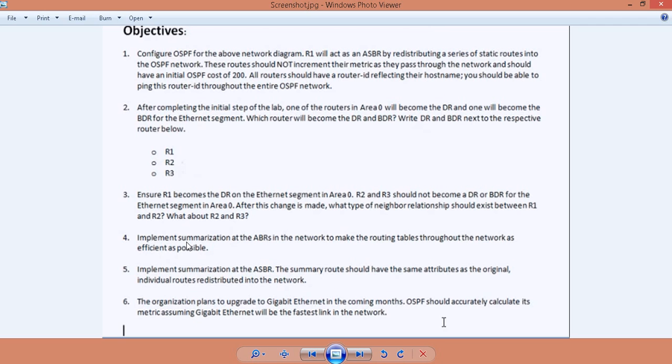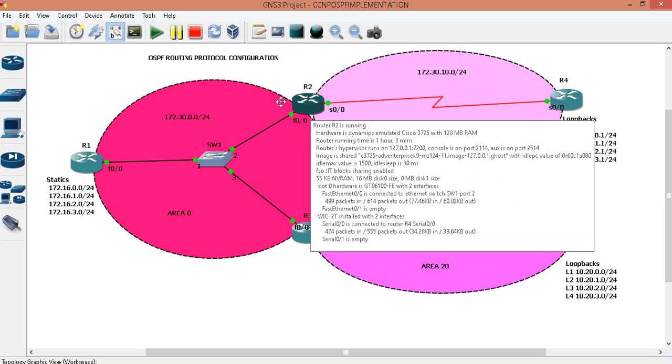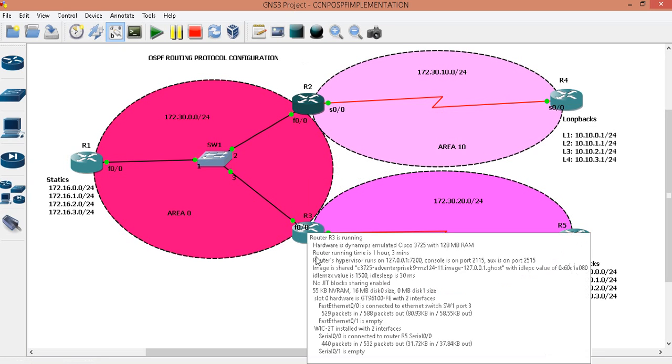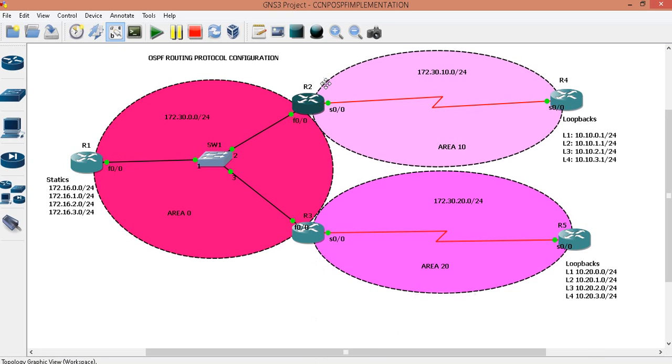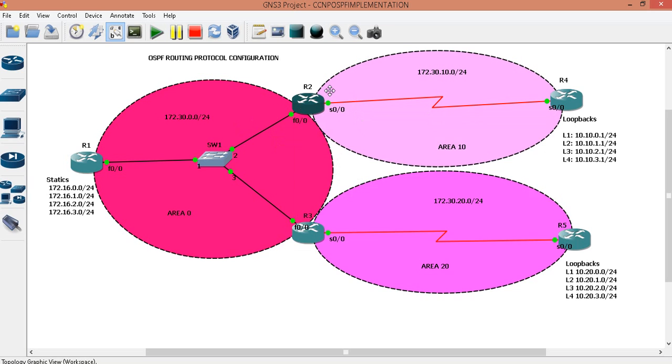Question 4. Implement summarization at the ABRs in the network to make the routing tables throughout the network as efficient as possible. Optimizing the routing table using summarization. These are the ABRs, router 2 and router 3. Why are they ABRs? Because they lie between two areas. Here also they lie between two areas.